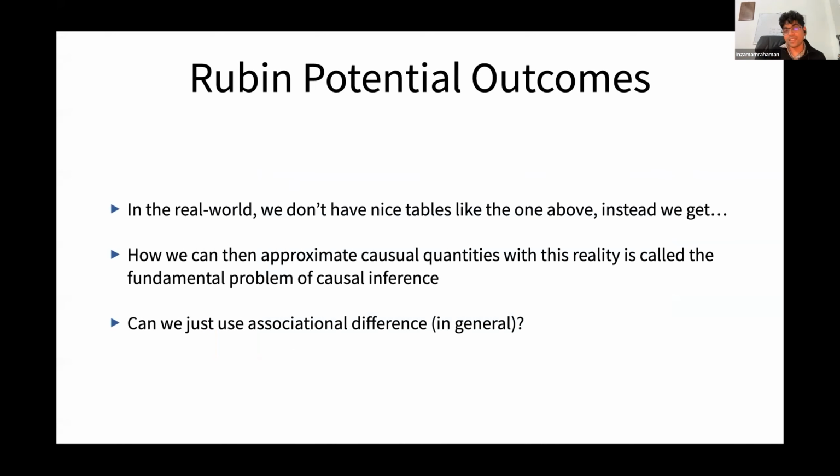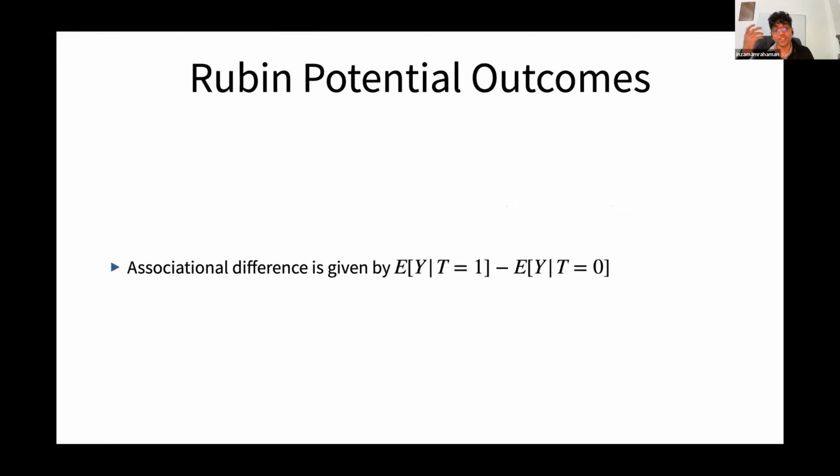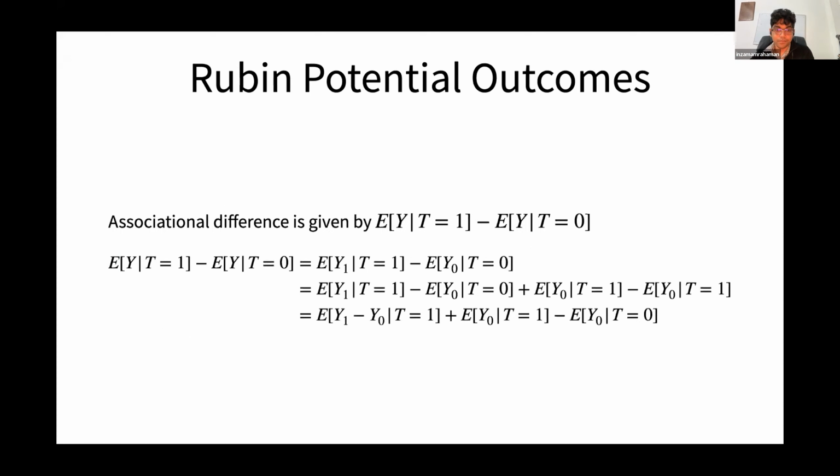Now you may ask, of course we discussed correlation a bit earlier, but can we just use a simple difference? And the answer, which is just correlation essentially, is no. Let's just look at why. So the simple difference here is the difference in the expectations of the outcomes conditioned on treatment and control, right?